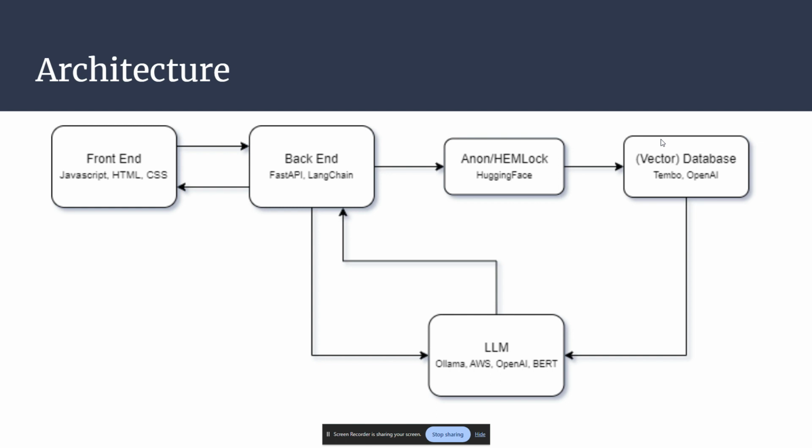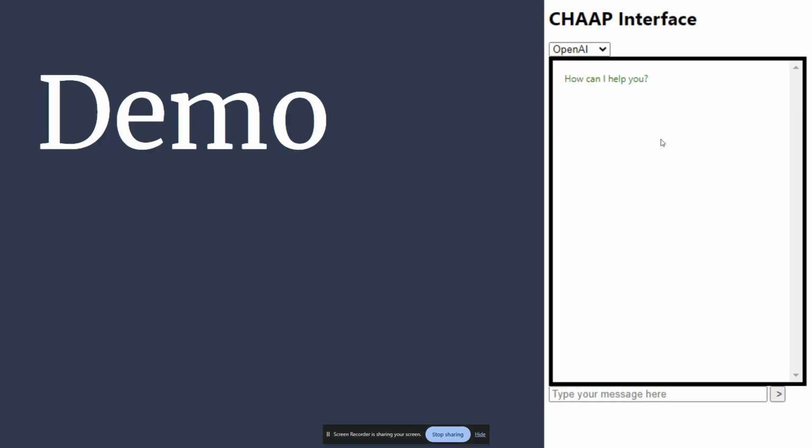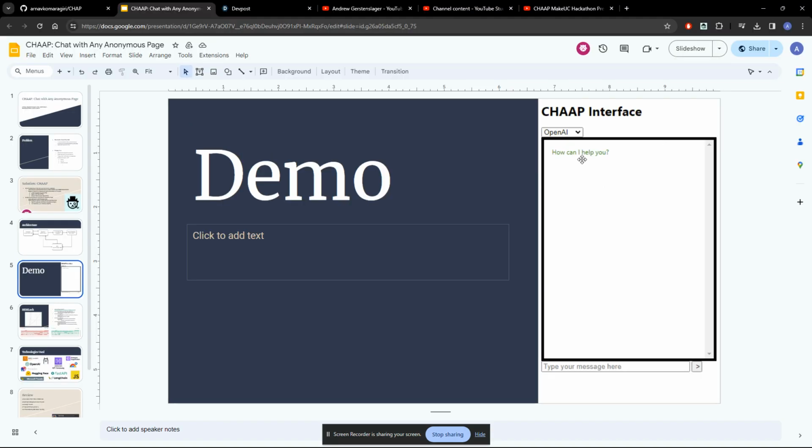This is a rough detail of the architecture. You can see some of the technologies we used. We used JavaScript for the front end, and we're using things like Fast API, Hugging Face, Tembo, and AWS in our back end to support the advanced AI stuff we've got going on. So with that, we're going to pull up a demo.